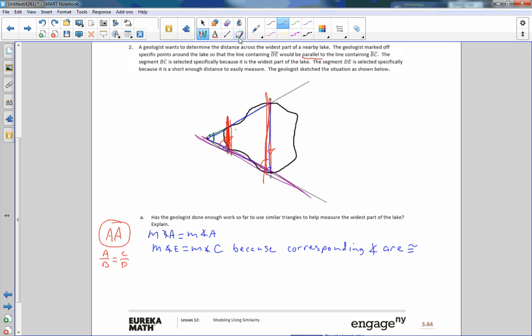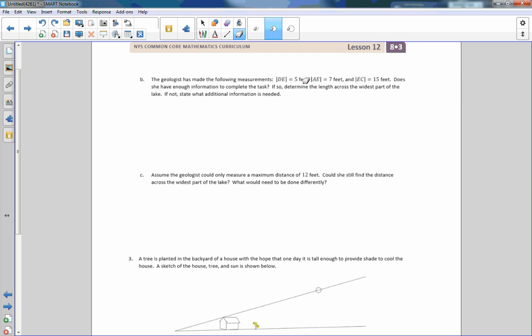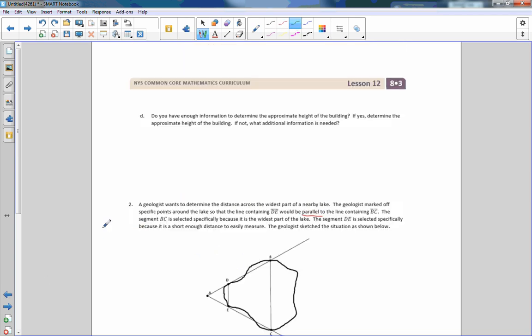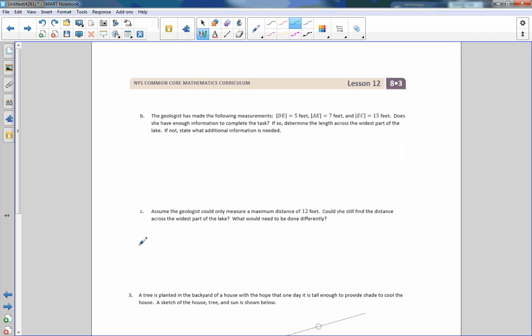All right, now let's clean this up a little bit, get everything out of the way, and go back to the beginning. Part B. The geologist has made the following measurements. DE is 5 feet, AE is 7, and EC is 15. So DE is 5 feet. AE is here, it is 7. And EC is 15.